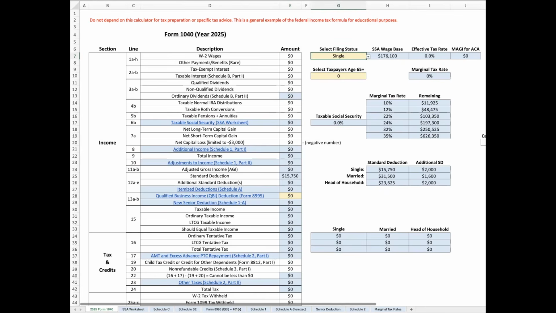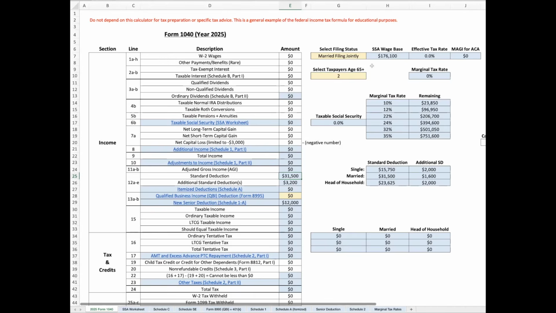Before we get excited and start inputting the various income sources, we first need to select the filing status. In this case, we can choose from single, married filing jointly, or head of household. And we also need to identify how many of the taxpayers are age 65 and older. These two combined selections affect the standard deduction, the additional standard deduction, the new senior deduction, the marginal tax brackets for both ordinary and long-term capital gains income, the combined income limits for Social Security taxation, net investment income tax, and the additional Medicare tax.